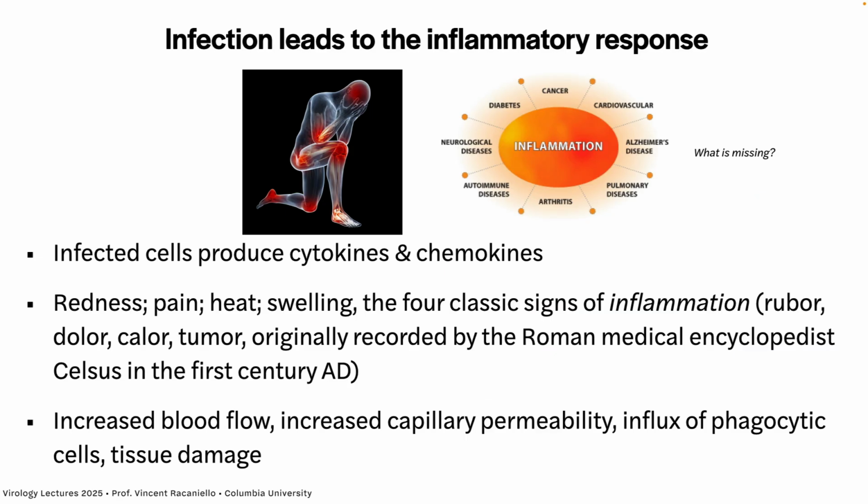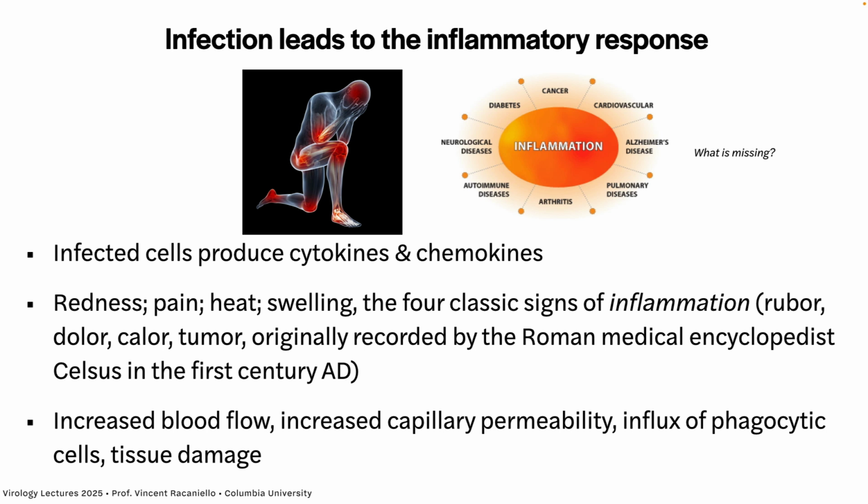So basically what we've just talked about is that when you get infected with a virus, you get inflammation. So what is inflammation? It is the production of cytokines and chemokines that result in redness, pain, heat, and swelling. These are the 4 classic signs of inflammation. In Latin, they are rubor, dolor, calor, and tumor, originally described by this Roman medical person, Celsus, in the 1st century. He noticed patients having these symptoms. He didn't know why, but he gave them names.